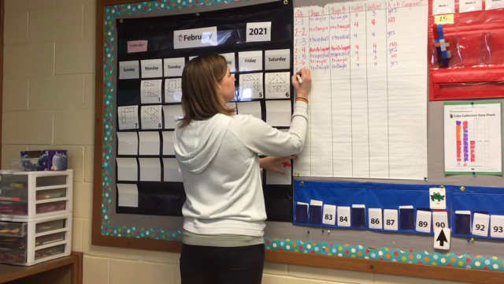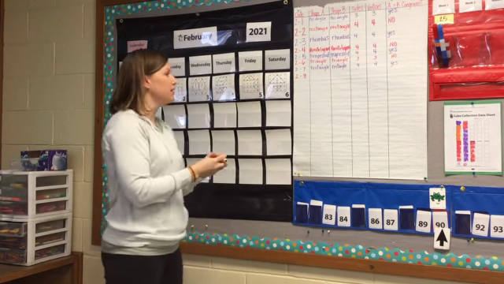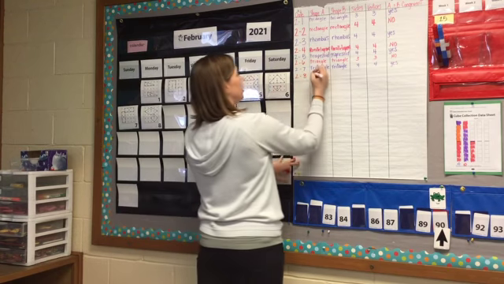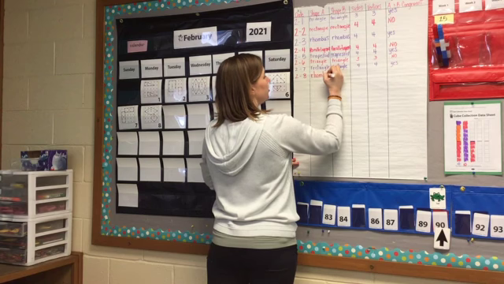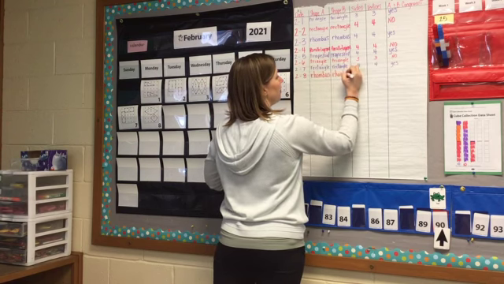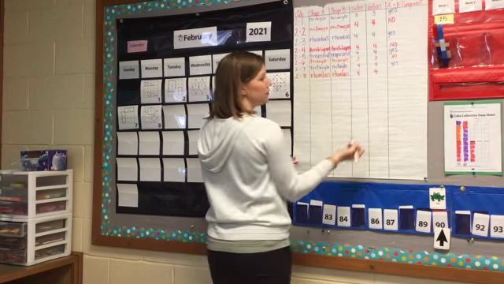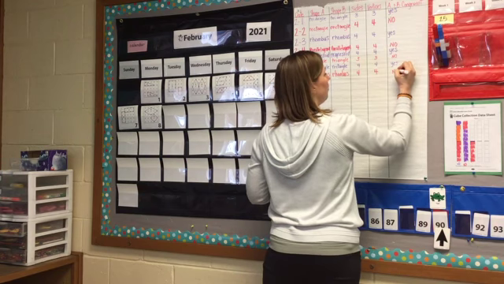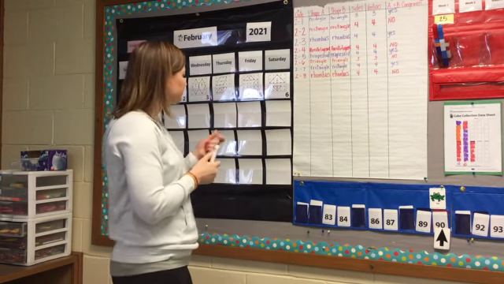So let's take a look over here. We'll write 2-8. And the shape for today is a rhombus. Shape A and shape B. And we said they had 4 sides, 4 corners or vertices, but no, they are not congruent. They are not the same size.